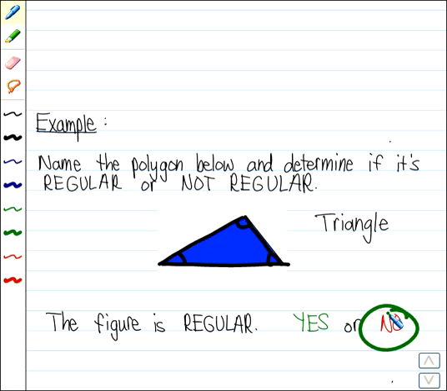Excellent job. You should have said no, because if we look here, this side is obviously significantly shorter than this side and this side, and it doesn't even look like any of the sides are equal in length. So this would be considered not regular, okay, because all of the sides are not equal in length.